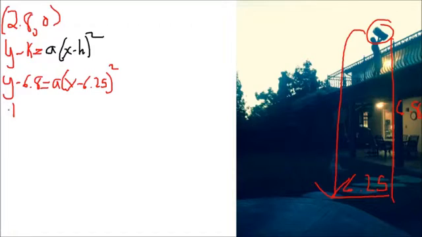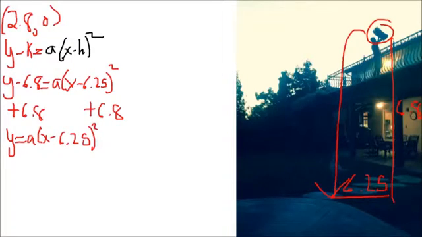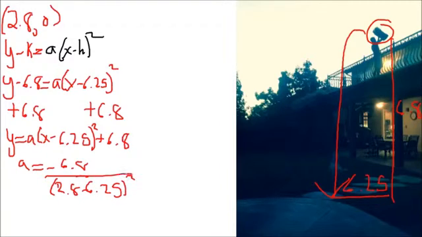From there, I add 6.8 to both sides, which gives me y equal to a quantity 2.8 minus 6.25 quantity squared plus 6.8. Now after that, I subtracted 6.8 and isolated a, so that a equals negative 6.8 divided by quantity 2.8 minus 6.25 quantity squared. This essentially gives us the answer of y being equal to negative 0.5713 quantity x minus 6.25 quantity squared plus 6.8.